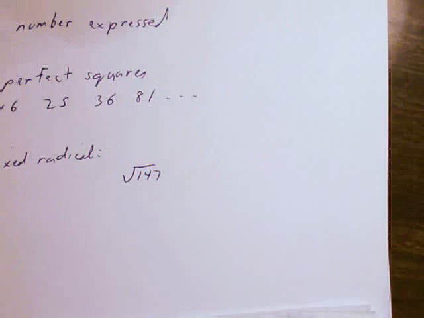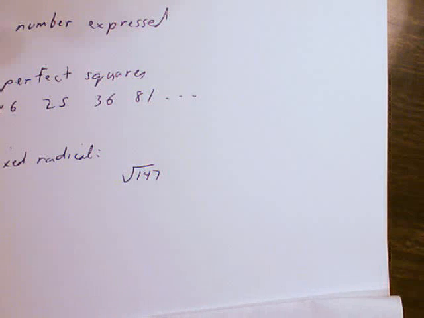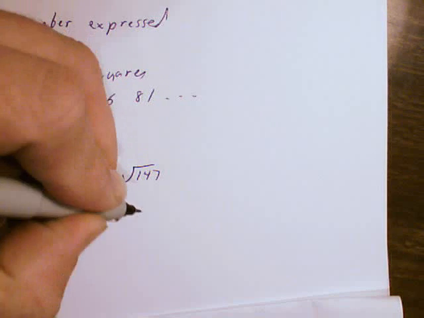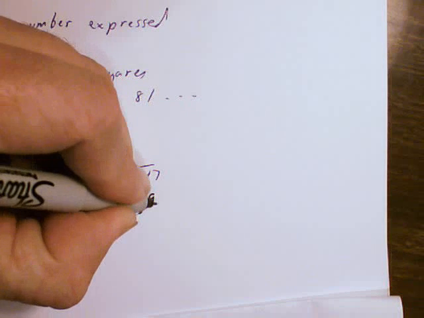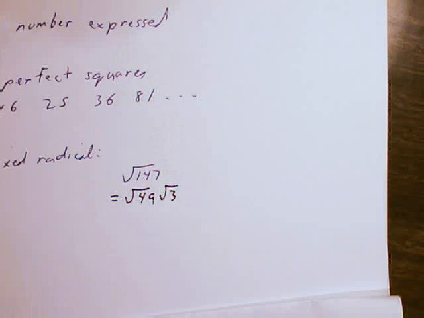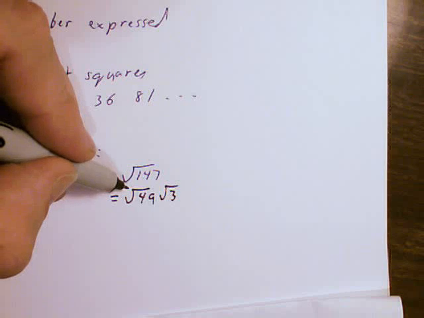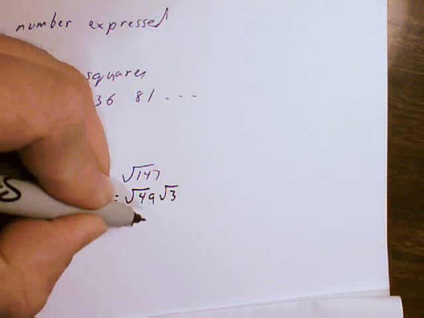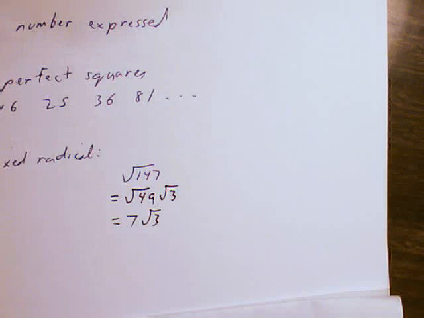Let's look at 147. So the square root of 147. I can rewrite 147 as the square root of 49 times the square root of 3. I can take the square root of 49 in my head. That's 7 root 3.